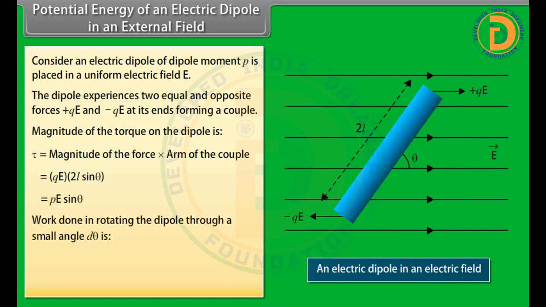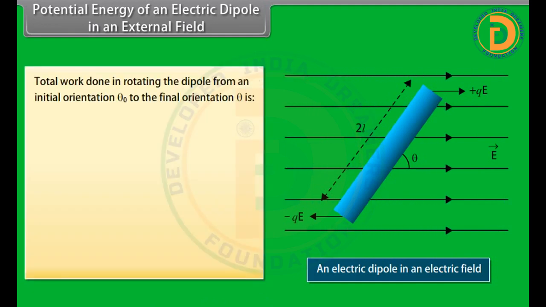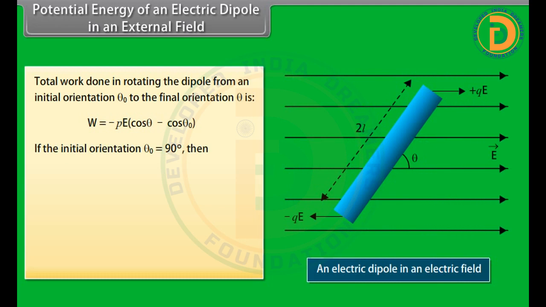Work done in rotating the dipole through a small angle d theta is equal to tau d theta, which is equal to PE sine theta d theta. Total work done in rotating the dipole from an initial orientation theta naught to the final orientation theta is W equals minus PE into cos theta minus cos theta naught. If the initial orientation theta naught is equal to 90 degrees, then W is equal to minus PE cos theta.